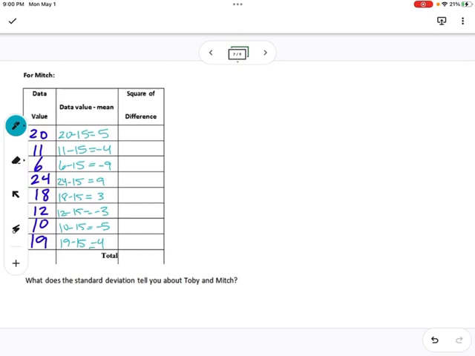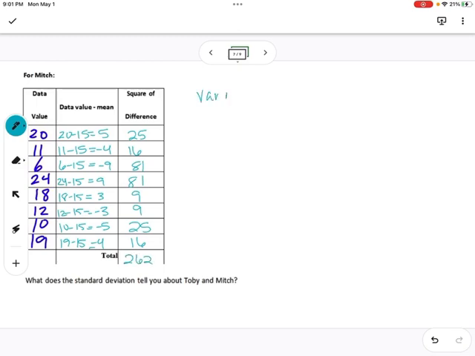Once you have your differences, you're going to square all those differences. So 5 squared is 25, negative 4 squared is 16, negative 9 squared is 81, 9 squared, 81, 3 squared is 9, negative 3 squared, also 9, negative 5 squared is 25, and 4 squared is 16. We then add up all of the square of the differences. So 25 plus 16 plus 81 plus 81 plus 9 plus 9 plus 25 plus 16. That gives us 262.